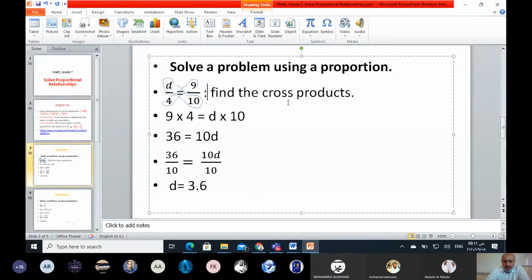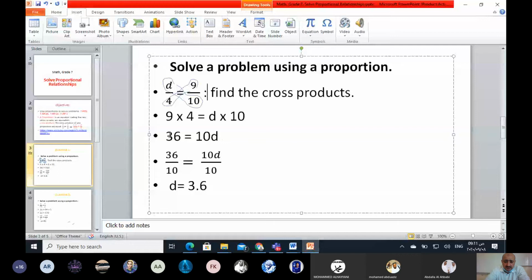Now after the cross product, I have an equation. How to solve this equation? Find the products. 9 times 4 will be 36, and d times 10, I can write 10d. Then now I have the equation.